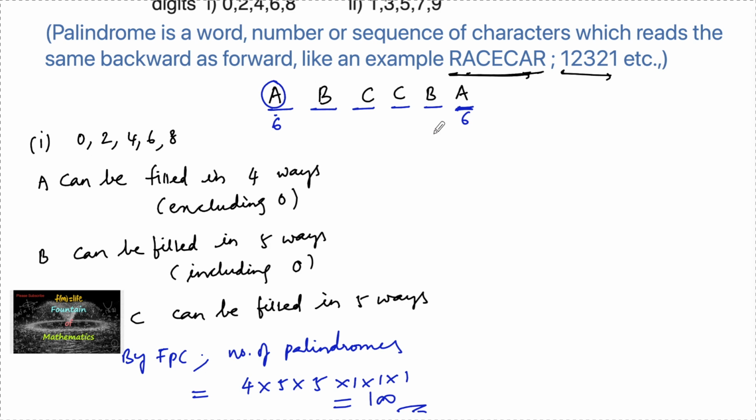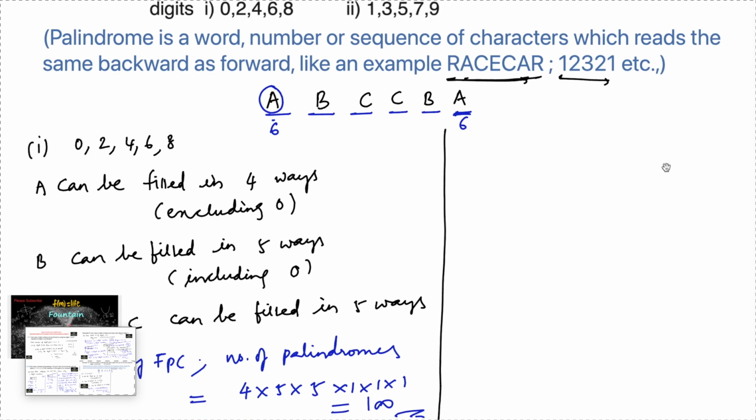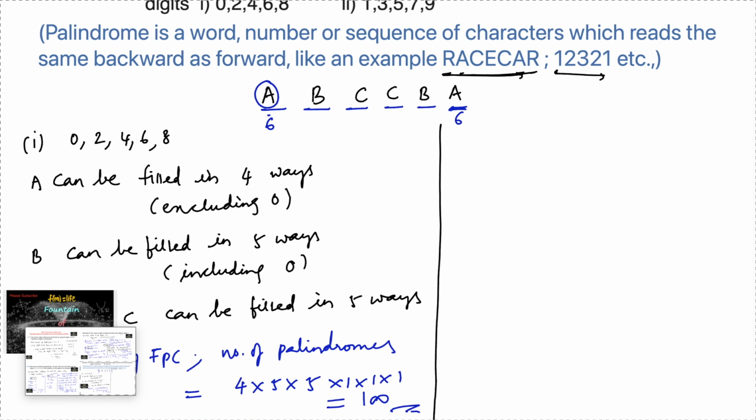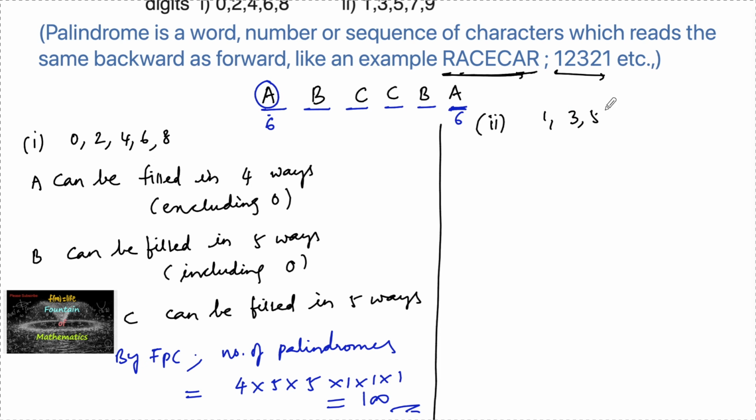Okay, and now coming to the second case. Let us see the second case, 1, 3, 5, 7, 9. So luckily we don't have any 0 here in this case. So A can be filled in any of the 5 digits, 5 ways.